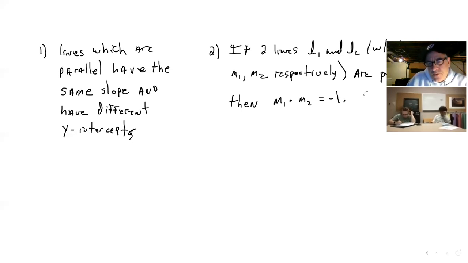Now we'll put a little, just kind of like we did here, just to cover all bases. There is one exception, and that would be except for vertical and horizontal lines. Because in that case, you've got one has a slope of 0 and the other has no slope. It's undefined, so there's no way they're going to multiply to be -1, but they're still perpendicular.